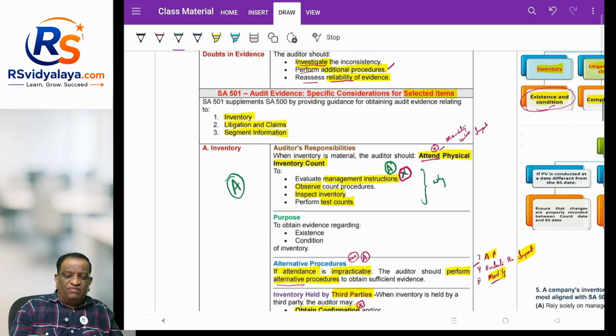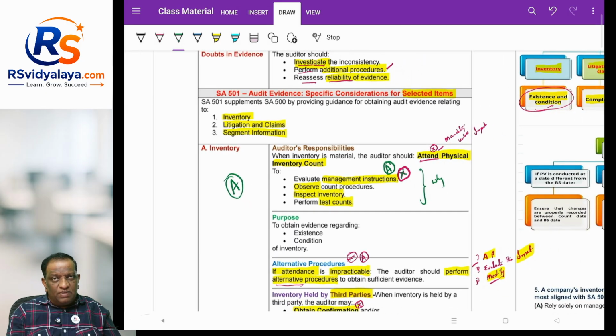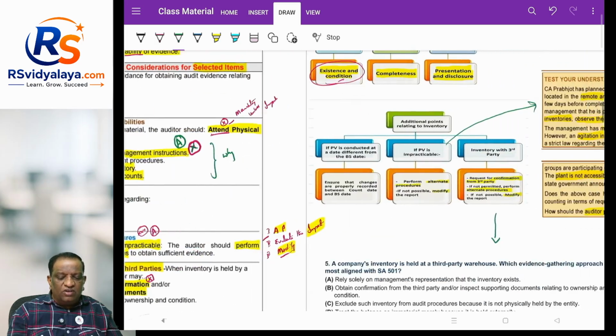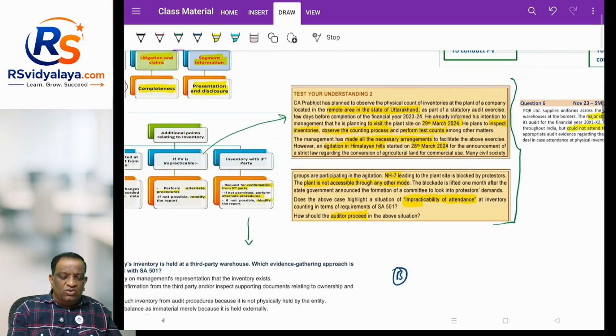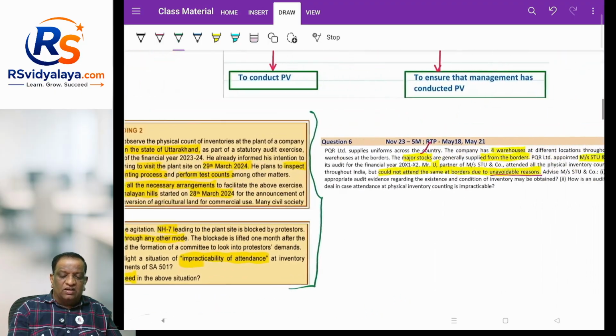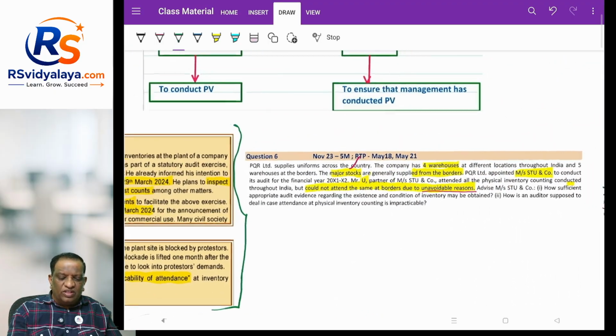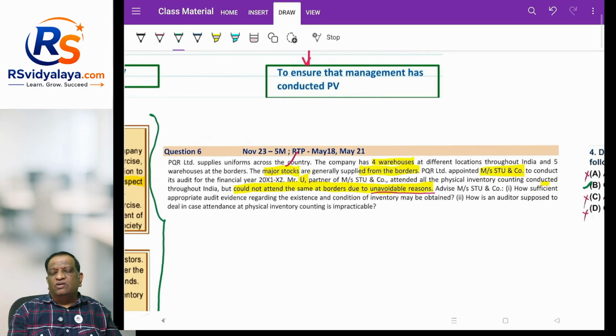So, SA 500 and 501 are very basic standards, but in your final exam, the reason for spending 1 hour on these 2 base standards is that you are being questioned on these 2 standards. Without touching the basics, we can't get into the details. That is why we are first refreshing all the fundamental understanding, and then getting to the moot points of it.